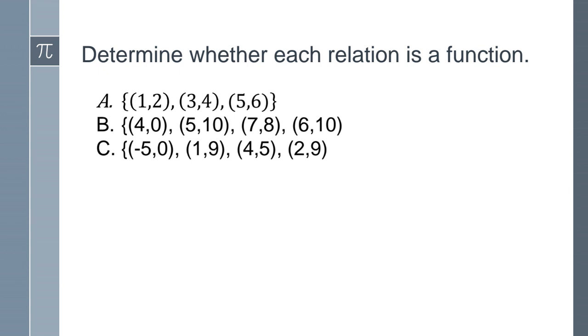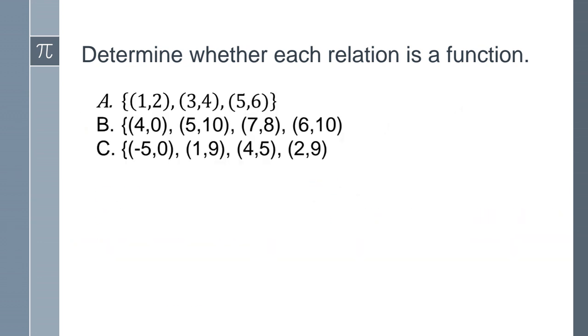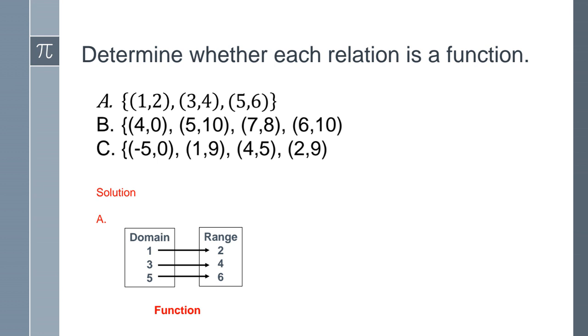They might ask you to determine whether each relation is a function. So we're going to look at letter A, B, and C. Well, one thing that we can do, if you really like the pictures, is draw our own picture. So here for set A, my domain is made up of all the first components. So that's 1, 3, and 5. So I can write them down here. And then my range is all the second components, which is 2, 4, and 6.